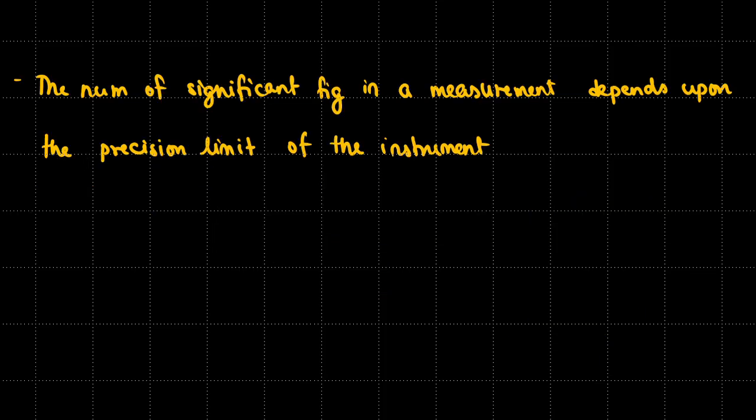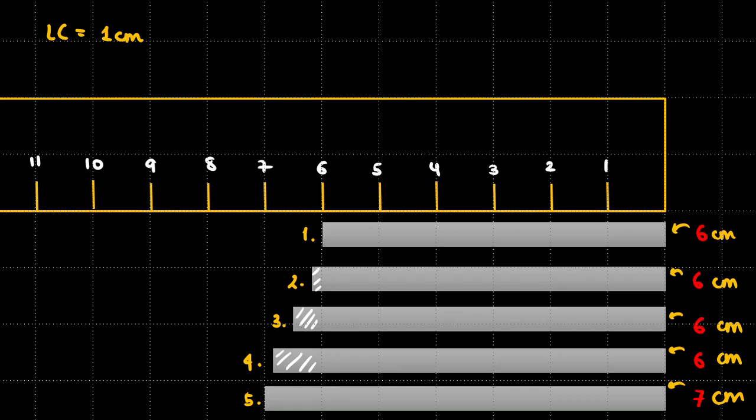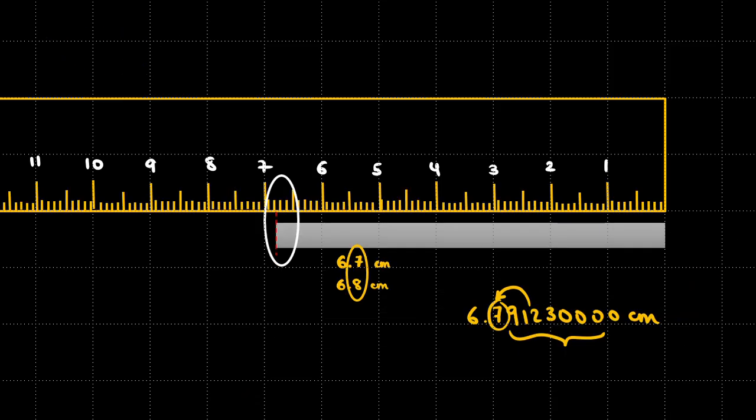So the last point, which is also explainable by what we did right now: the number of significant figures to measure depends on the precision limit. Precision limit in this case just means least count. So this is basically least count, and we talked about least counts with two examples, where we had a least count of 1 centimeter and where we had a least count of 0.1 centimeter.